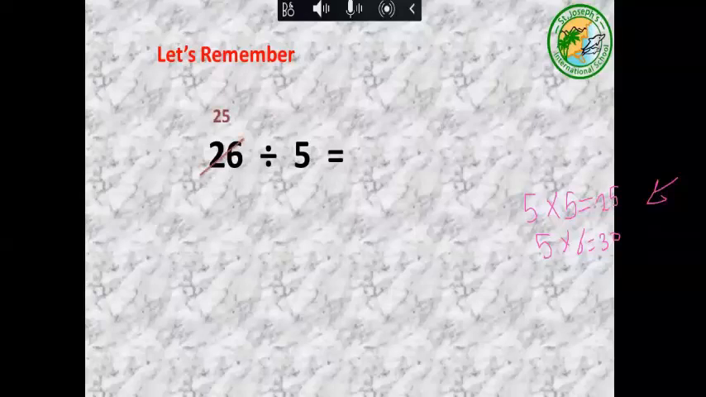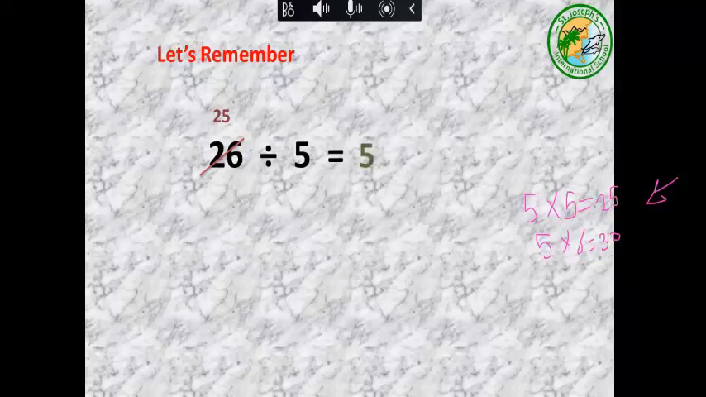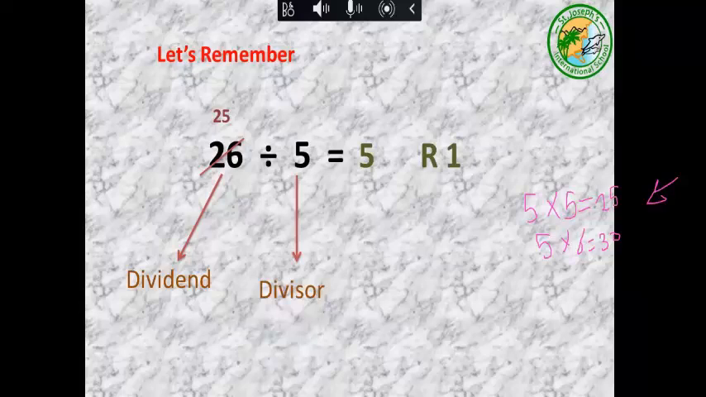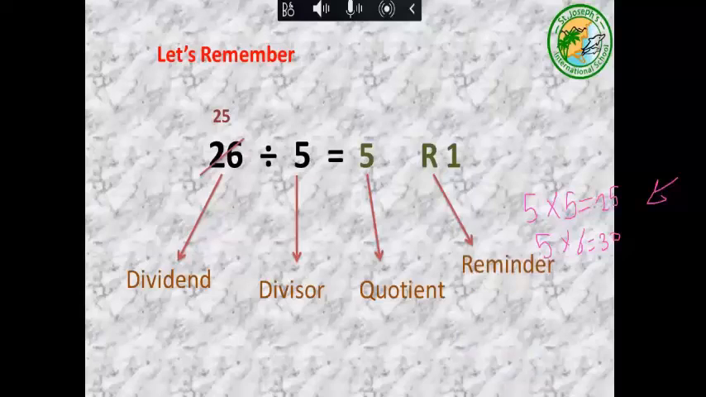25 divided by 5 equals 5, but in this case, I have a remainder. 26 minus 25 is 1. Remainder 1. In my division operation, the first number is the biggest number, it's called the dividend. The number I divide by is called the divisor. The answer is the quotient, and the remainder, if I have one.